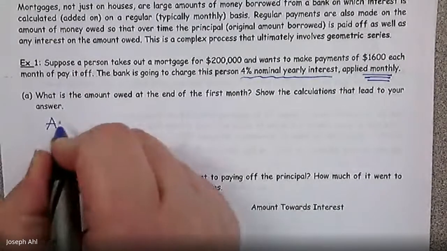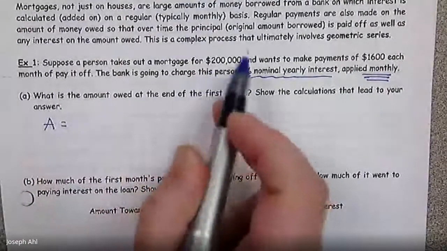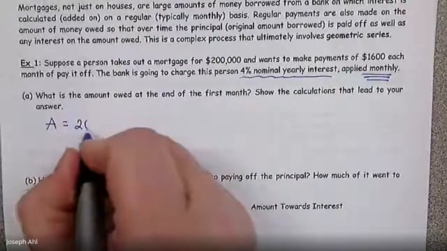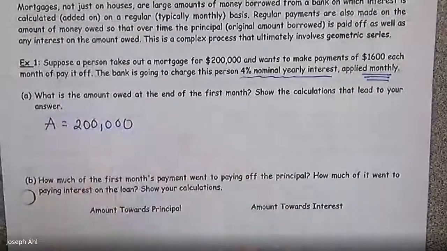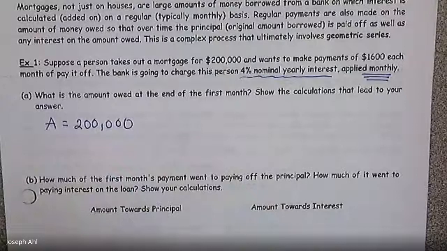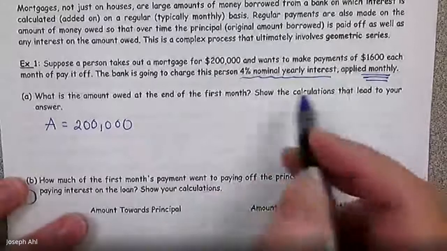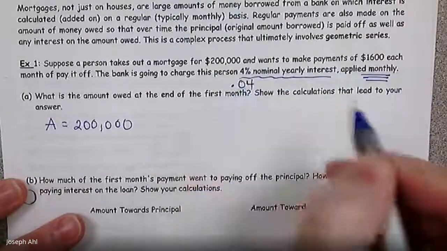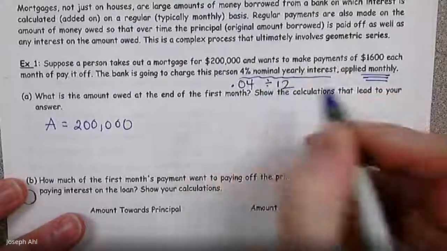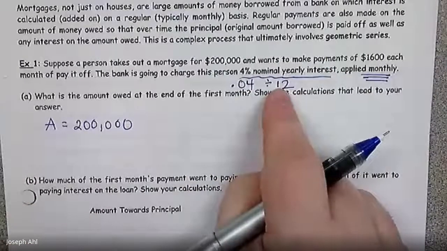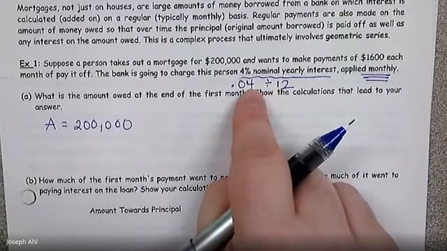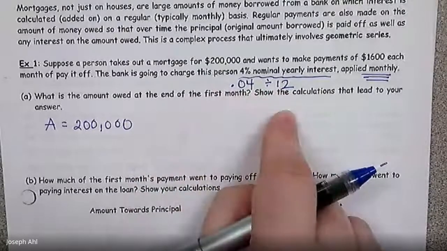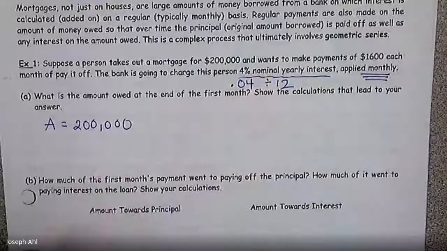So the amount that's going to be owed after month one is you're going to take the amount that you borrow, $200,000. And then the very first thing you have to do is multiply by the interest rate. So interest gets charged on the amount that you owe. And that 4%, as a decimal, is 0.04. And because it's applied monthly, you're going to split that into 12 equal pieces so that each month you pay a fraction of the 4%. By the end of the year, you've paid a total of 4% interest, but it's split into 12 monthly payments.